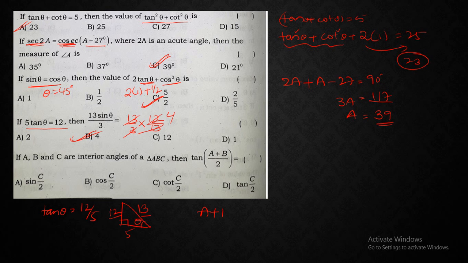Next, A, B, C are interior angles of a triangle. Whenever the concept of interior angles is given, A plus B plus C is equal to 180 degrees. So from this I need A plus B by 2, no? For that, A plus B is equal to 180 minus C. When I divide by 2, this becomes 180 by 2 and C by 2. Next I am going to apply tan on both sides. So this becomes 90, no? 180 by 2 is 90. Tan of 90 minus theta is nothing but cot theta. So cot C by 2. So the answer is cot C by 2.